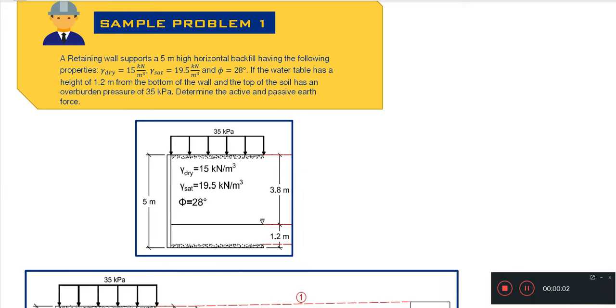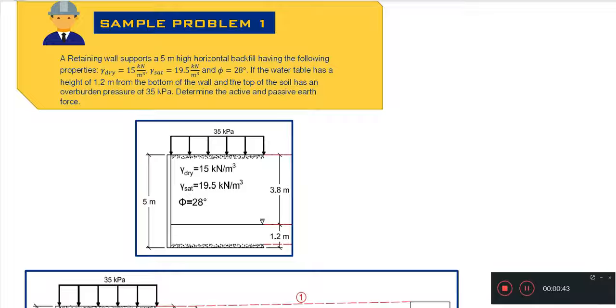Good day, engineers. So, para sa video na to, sasagutan natin yung sample problem number 1 for the active and passive earth condition ng lateral earth pressure natin. So, yung sample problem number 1 natin states that a retaining wall supports a 5-meter high horizontal backfill having the following properties. So, gamma dry is equal to 15 kN per cubic meter. Gamma saturated will be 19.5 kN per cubic meter and an angle of internal friction equal to 28 degrees.